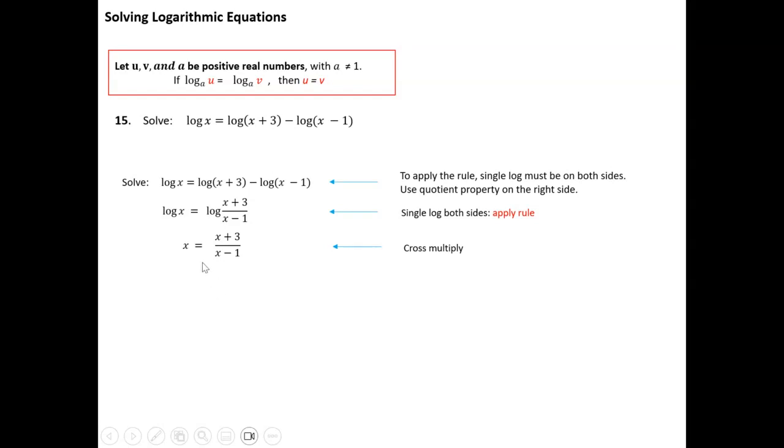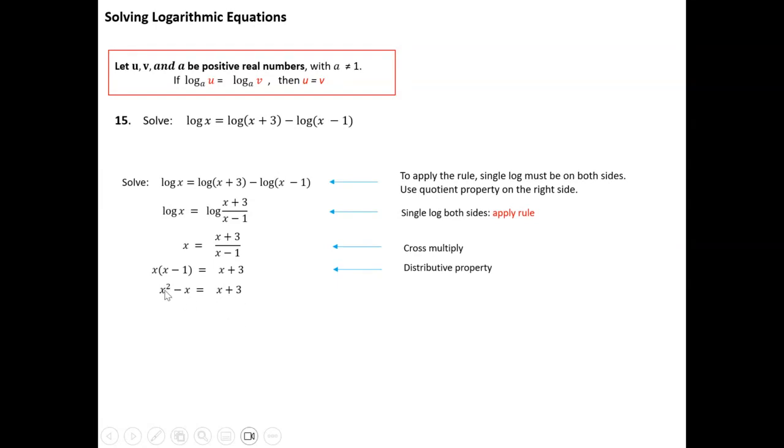Now here, guys, we can cross multiply. There's an invisible 1 on the bottom, like it's x divided by 1. So we're going to multiply x times x minus 1 and 1 times x plus 3. We distribute. So we get x squared minus x equals x plus 3.